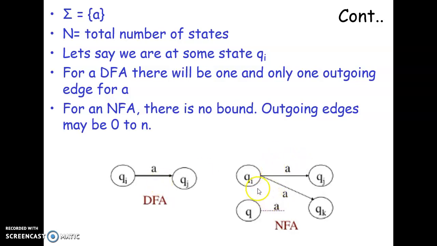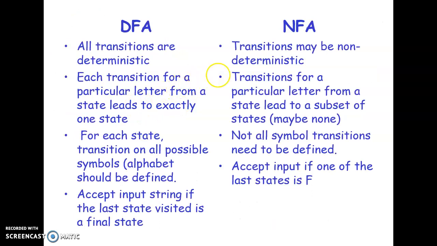On the other hand, in case of an NFA, there is no bound. Outgoing edges may be 0 to N. At the Qi state, there can be more than one edge for A, leading to two different states, or at some state Q, you may have no edges for the letter A. So the idea is that the number of outgoing edges in an NFA for a particular letter can be none, can be 0, or at the max they can be equal to the total number of states.